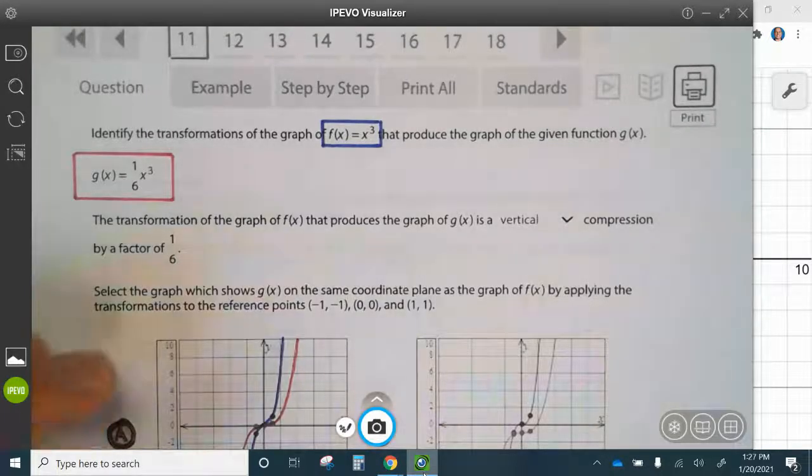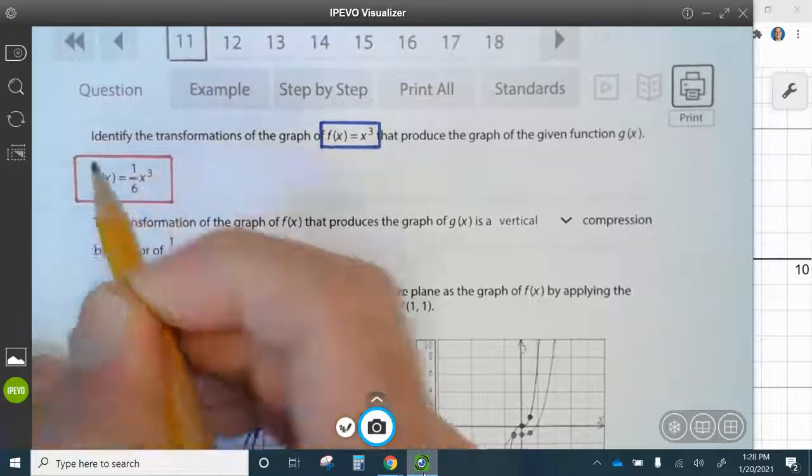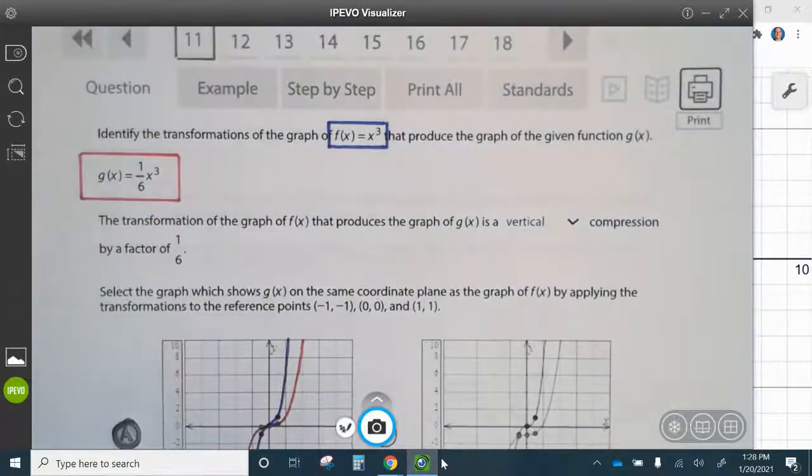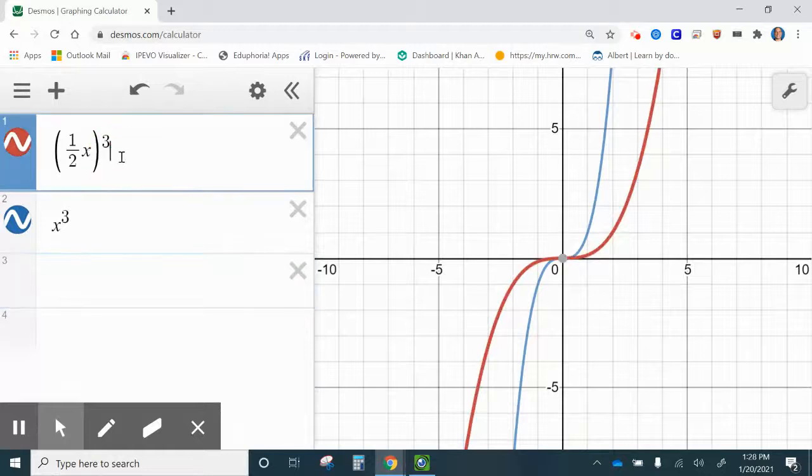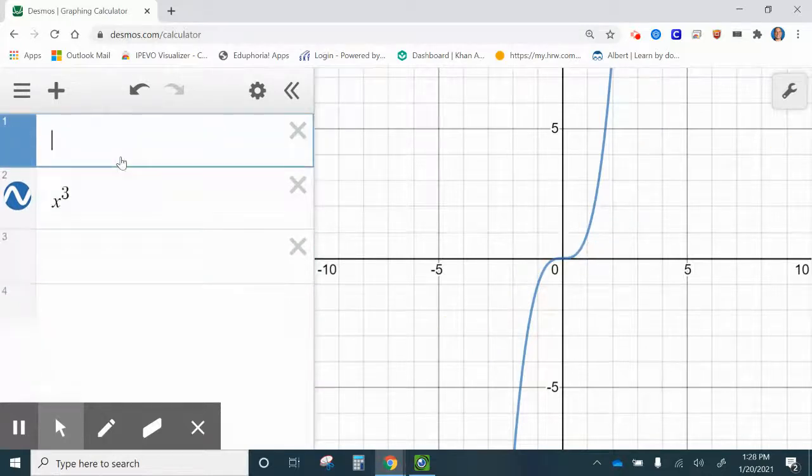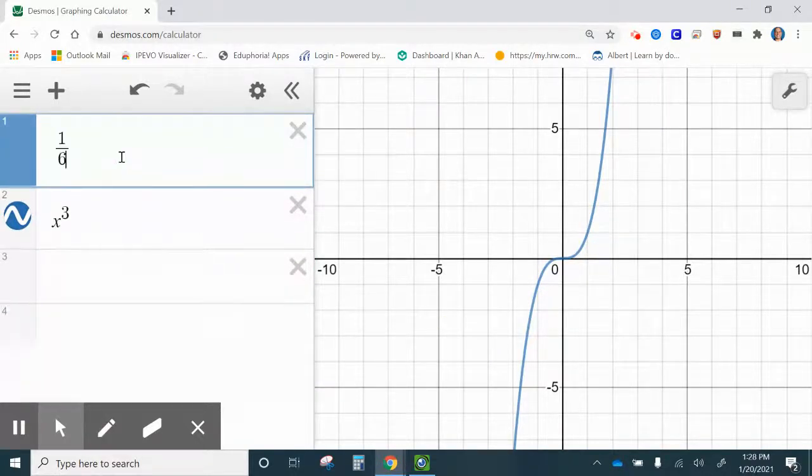This is missing the division symbol. Let's just make it 1 divided by 6. All right, so now we're going to come up here, delete this one, and enter 1 divided by 6 x cubed. So you can see what the graph is.